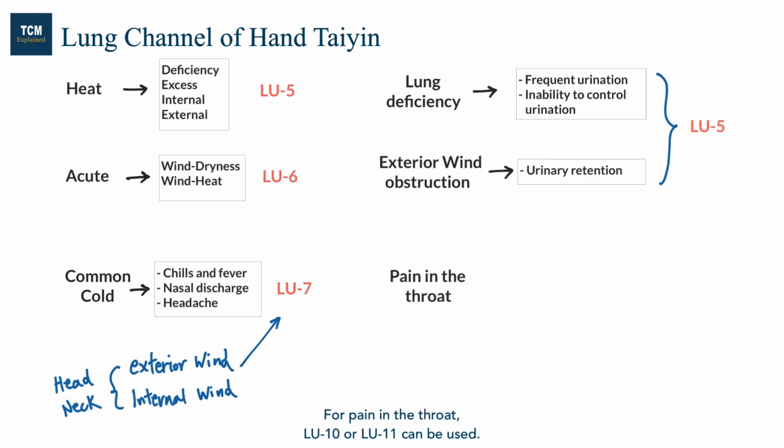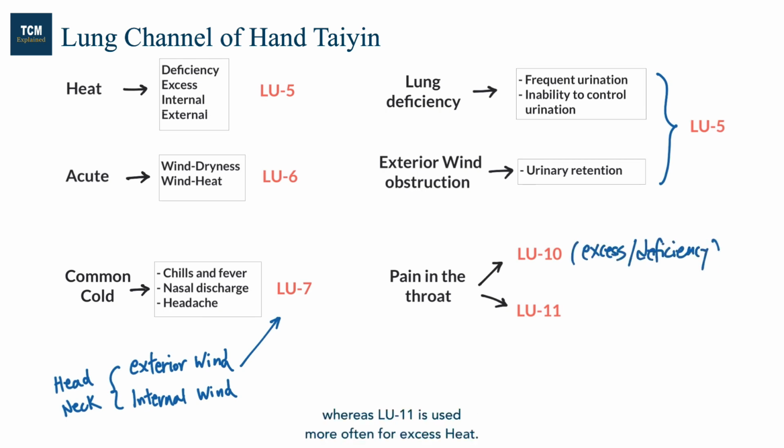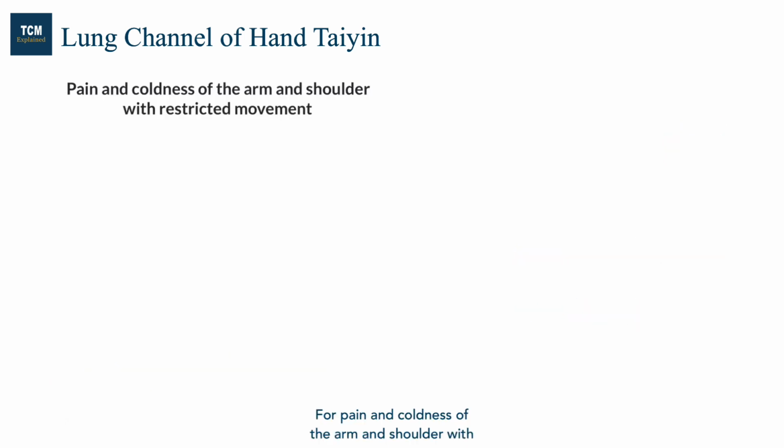For pain in the throat, lung 10 or lung 11 can be used. Lung 10 can be used for both excess and deficiency heat, whereas lung 11 is used more often for excess heat. For pain and coldness of the arm and shoulder with restricted movement, lung 5 is an important point. Also, especially for the acute conditions, lung 6 is useful as well.